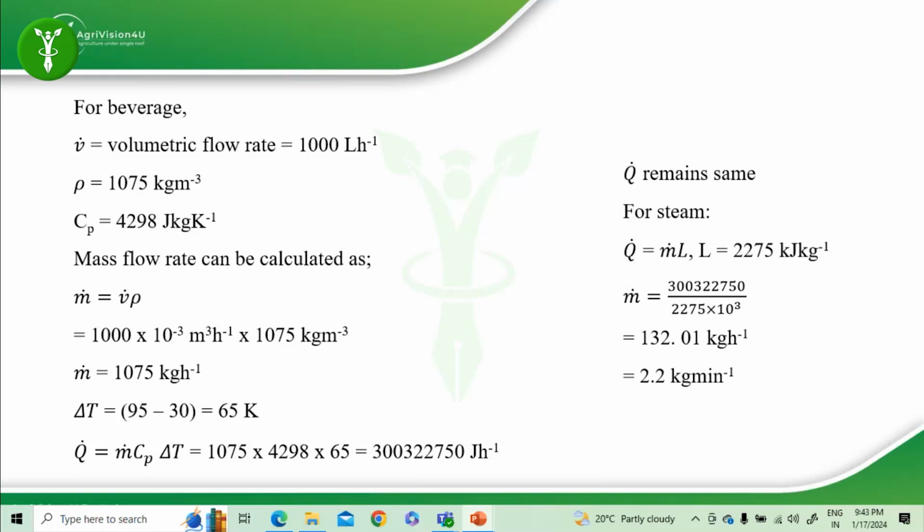No, actually, it is 30 degrees Celsius. The beverage is being heated from 30 degrees Celsius to 95 degrees Celsius. Which question number is it, ma'am? I'm confused. We're on question number 5.